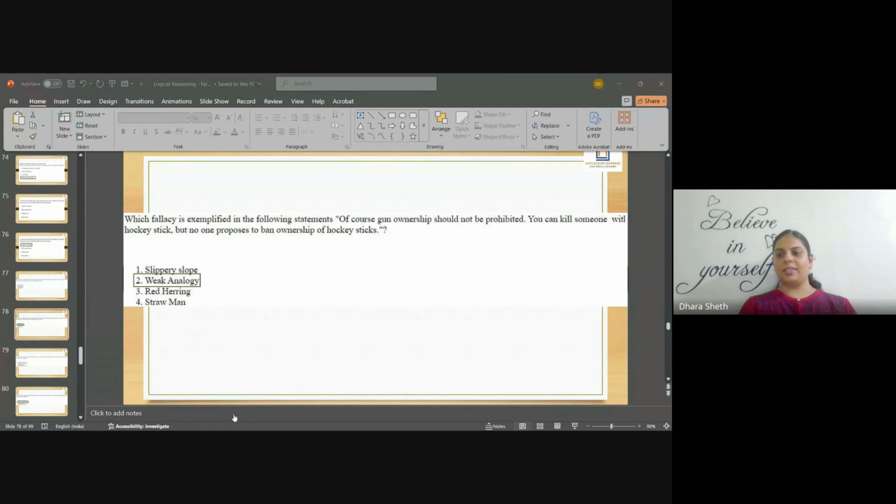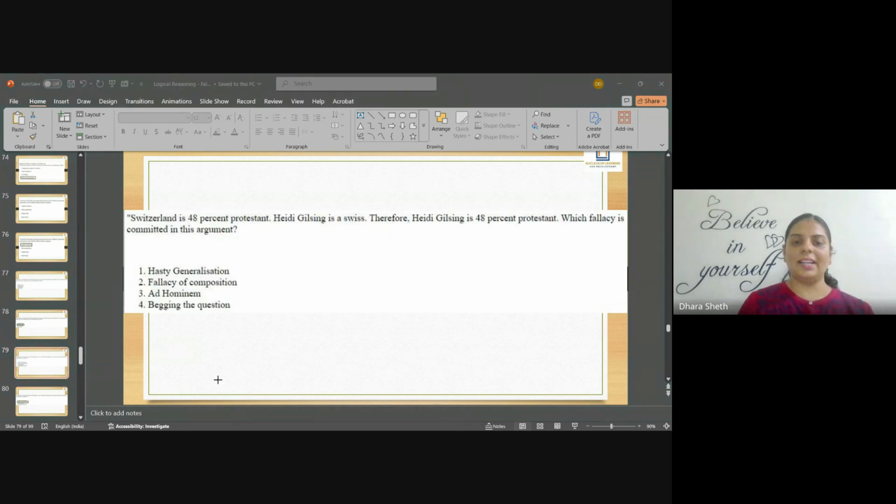Weak analogy is the answer. See, analogy is where there is comparison between two things. Here, guns are being compared to hockey sticks, but the percentage with which people murder using hockey sticks versus the percentage with which people can murder using guns is very high. So this is a wrong comparison. If it was another weapon, then great. But here, comparing sports equipment, which is ideally not used for killing, is wrong.